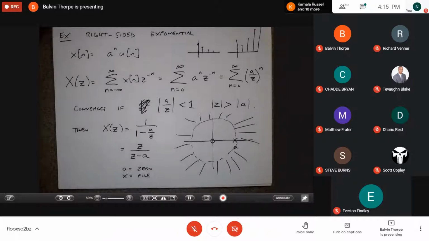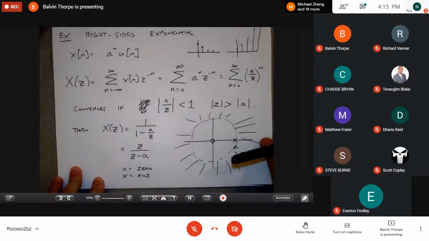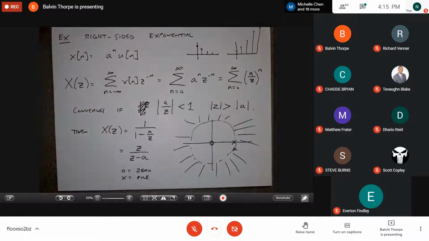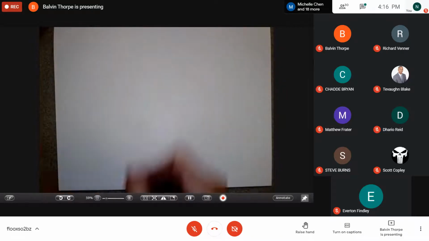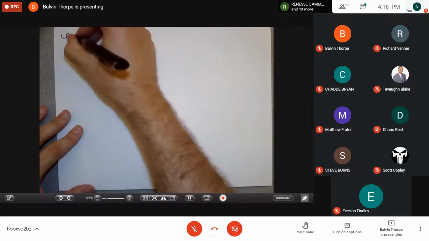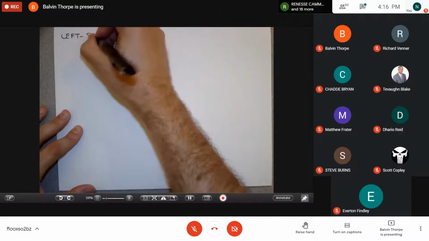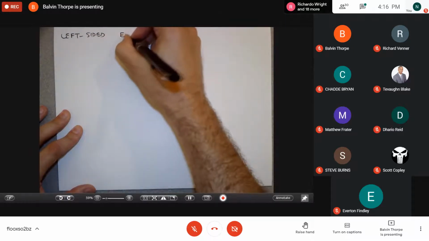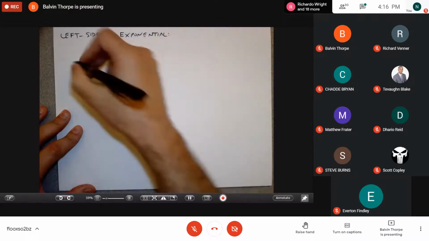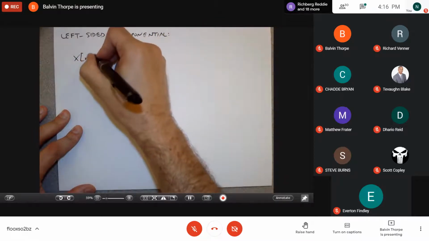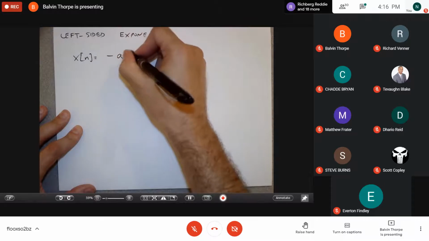So questions or comments about this? I showed you a right-sided exponential. Let's talk about a left-sided exponential, right? So a left-sided exponential is kind of the opposite, where I'm going to define this guy.